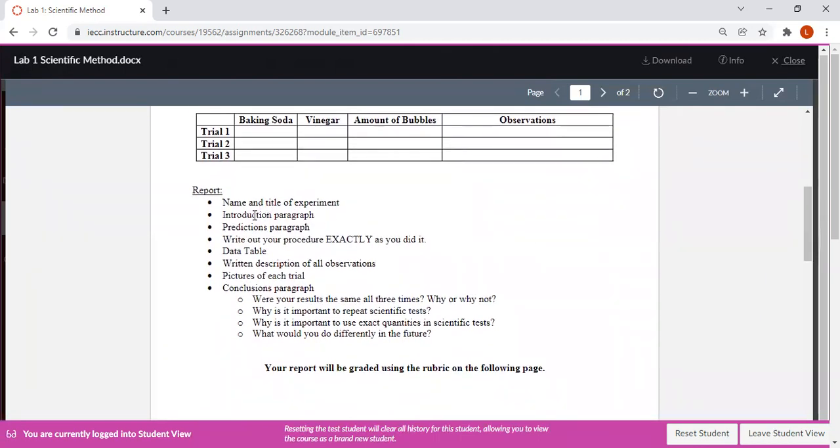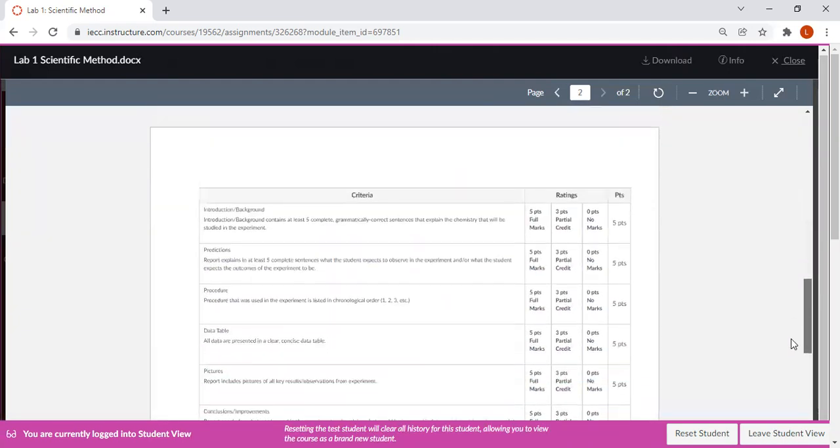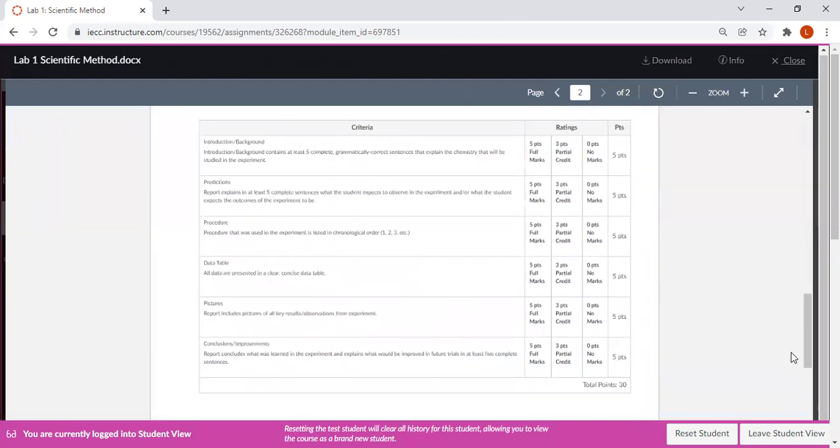I want your name, the title, introduction, predictions, procedure, your data table. From here, you can just copy and paste. Pictures, so you can take those pictures on your phone. And then a conclusions paragraph. And then here's the rubric on how I'm going to grade your lab report. And I'm going to use the exact same rubric for all 12 experiments. So every single time I grade one of your labs, make sure that you have an introduction. Make sure you tell me what your predictions are. Your predictions don't have to be right.